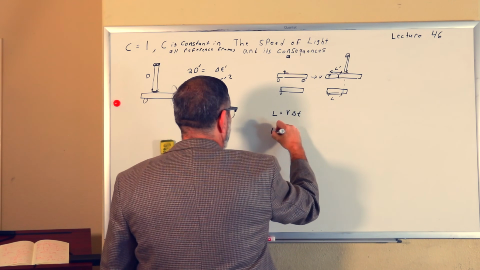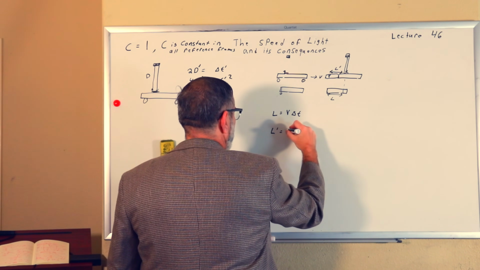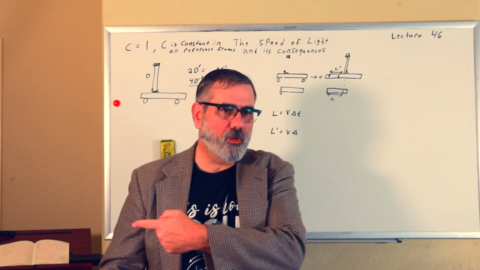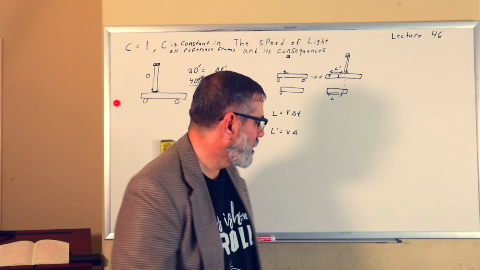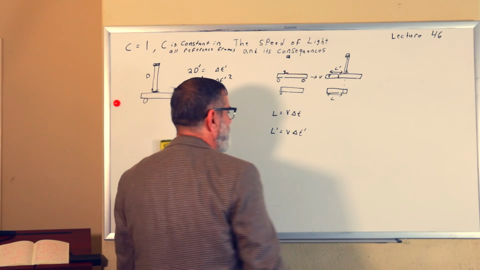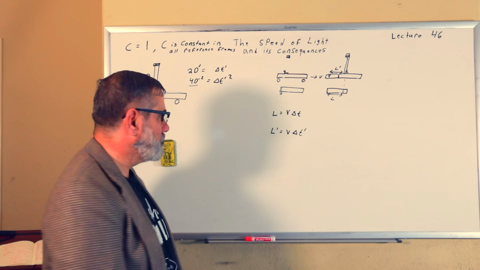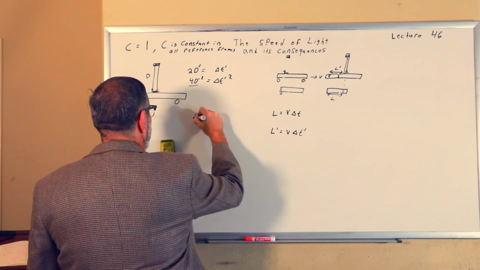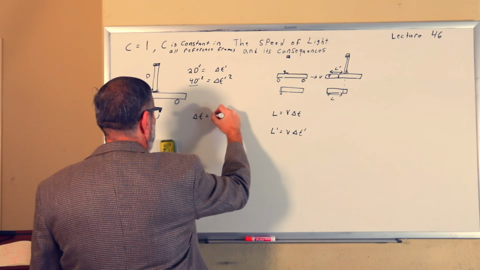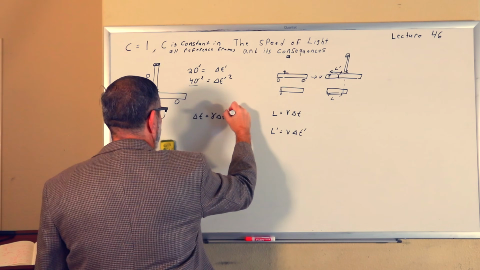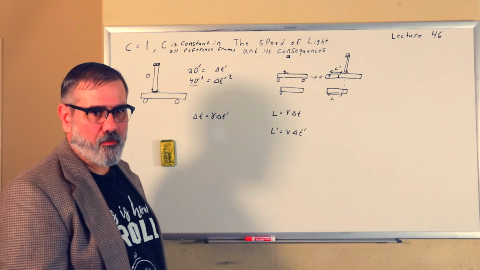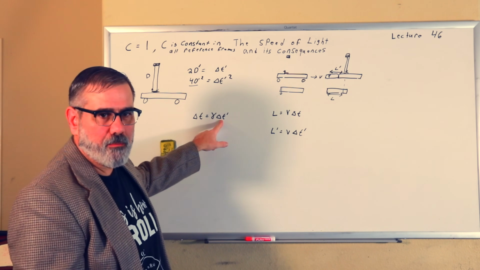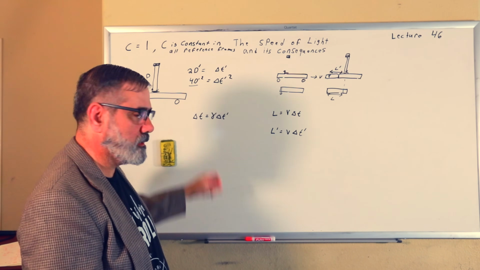The guy on the train will say this distance L prime is equal to the velocity of the train, which he's going to see as the velocity of the platform moving in the opposite direction, times delta t prime, which is a smaller time, yes? Well, from before, we had that delta t was equal to gamma delta t prime. Gamma is always greater than or equal to 1, which means that delta t is larger than delta t prime. Delta t prime is smaller than delta t, okay?